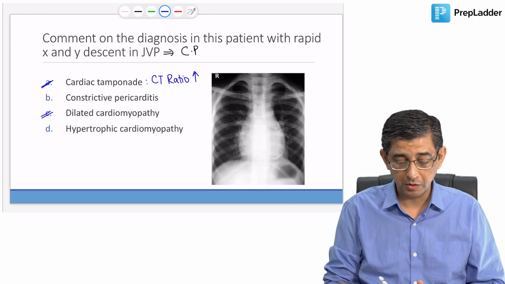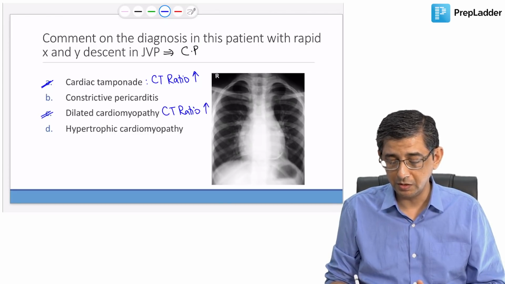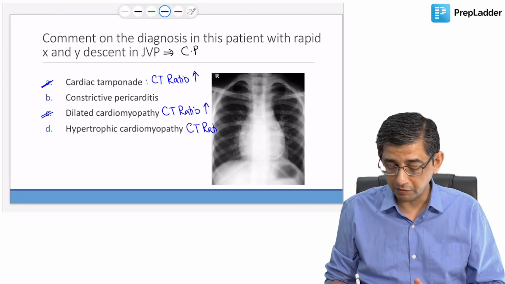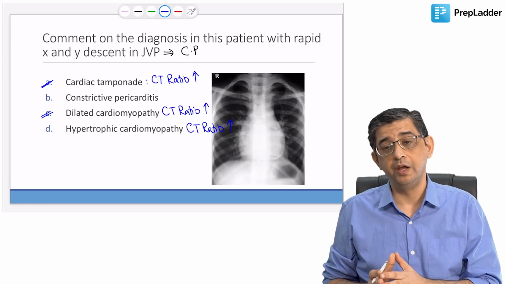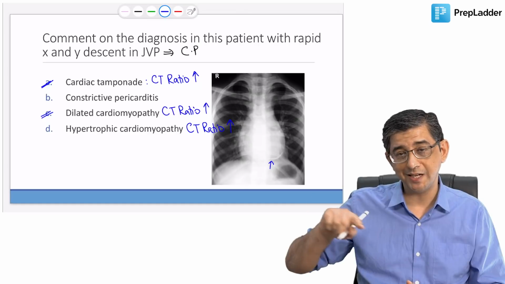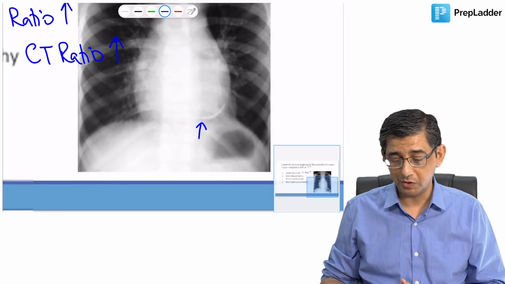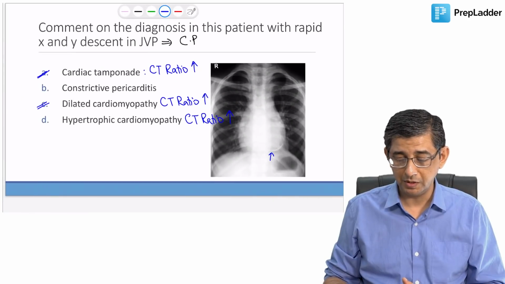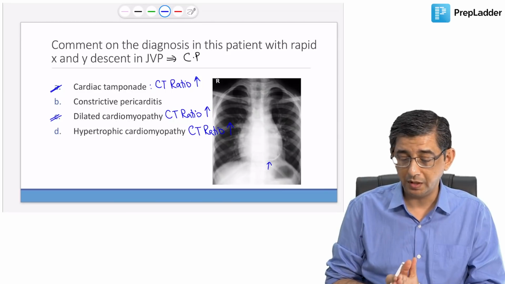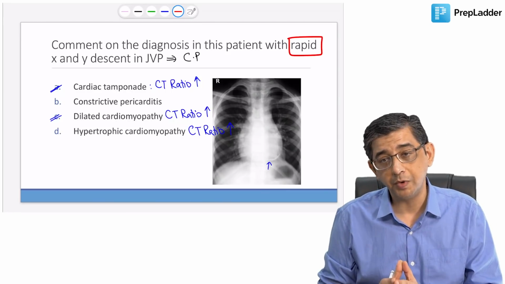Similarly, I can rule out option C also, because dilated cardiomyopathy will also contribute to an increase in the cardiothoracic ratio. Same is the scenario even for hypertrophic obstructive cardiomyopathy. The bottom line is that in this X-ray, you can notice a bit of calcium shadow, right? That white shadow that you're seeing, I'll just zoom it in. That shadow is related to the calcium deposition occurring around the heart of this person. And even if you cannot pick up the calcification, you can simply crack this question with the keyword: rapid X and rapid Y descent.